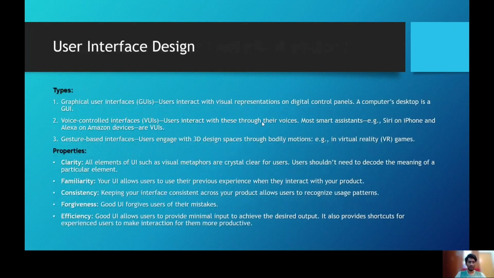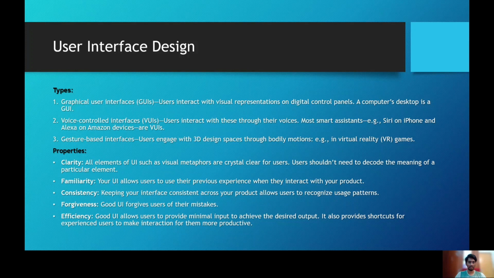So types of UI. There are mainly three types of UI: graphical user interface, voice controlled interfaces, gesture based interfaces. Graphical user interfaces. Users interact with virtual representation on digital control panels. Example, a computer desktop is a GUI. Voice controlled interfaces. Users interact with these through their voices. Example, voice assistants such as Siri, Alexa. Gesture-based interfaces. Users engage with 3D design spaces through body motions.